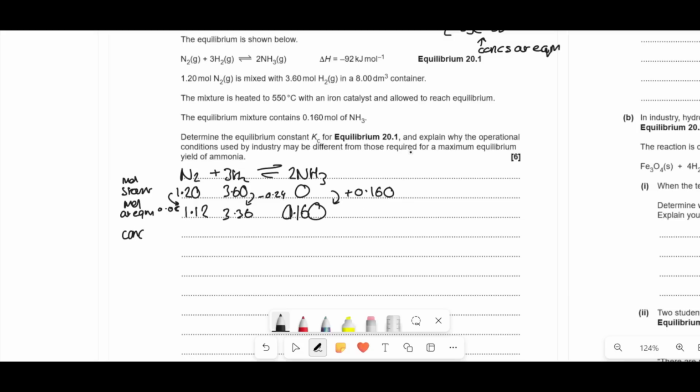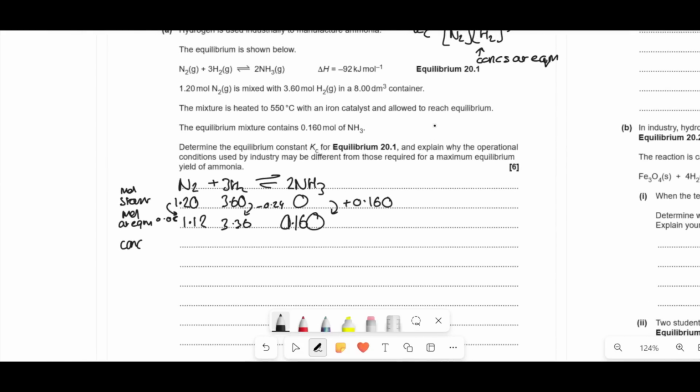So now we have our equilibrium moles, but remember that we need equilibrium concentrations. So the concentrations are all going to be their moles divided by the volume, and they've told you the volume there. So it's going to be 1.12 divided by 8, which is 0.140. It's going to be 3.36 divided by 8 as well. So that's 0.420, and then this divided by 8 as well, which is 0.02, right?